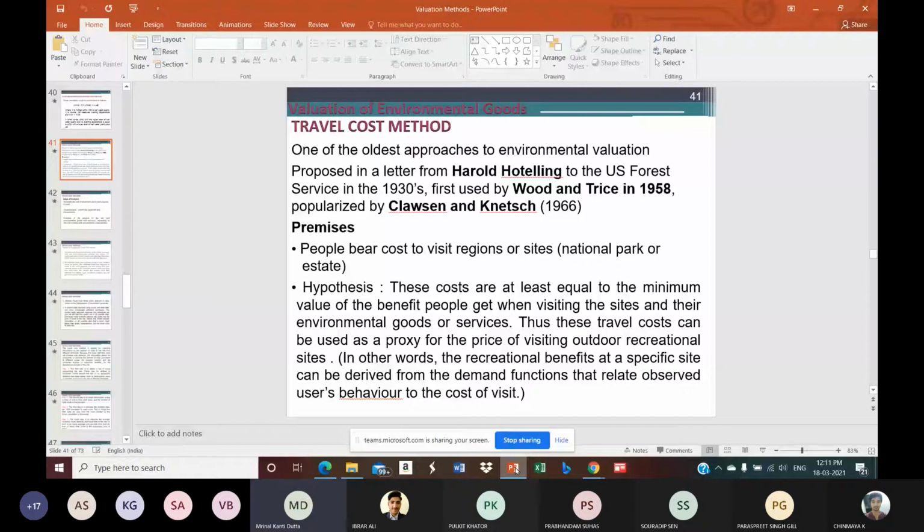It might be a national park, it might be some estate, it might be anything actually where they can get some recreational values. So the hypothesis is that the cost people pay for visiting certain sites is at least equal to the minimum value of the benefit people get when visiting these sites, on their environmental goods or services. So in essence, you can say their preferences for these places will represent their valuation of the kind of attributes of these environmental sites.